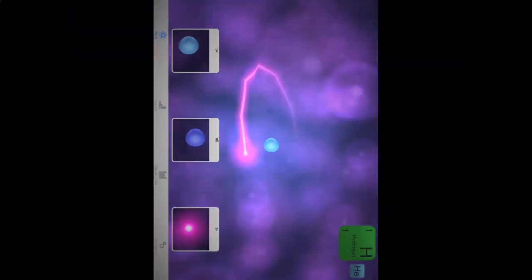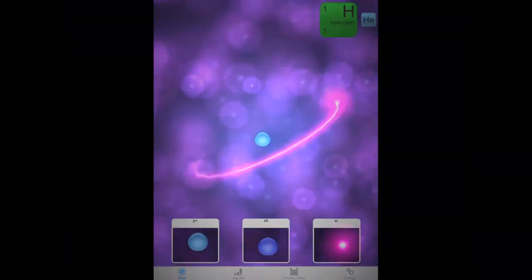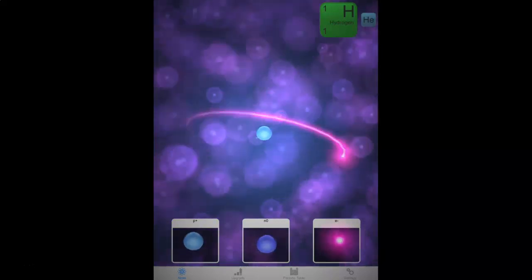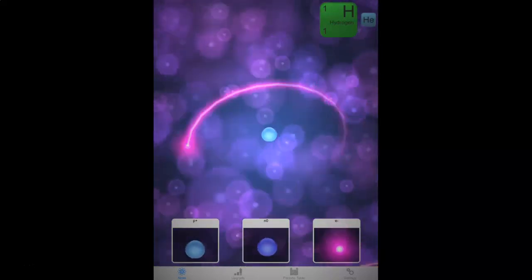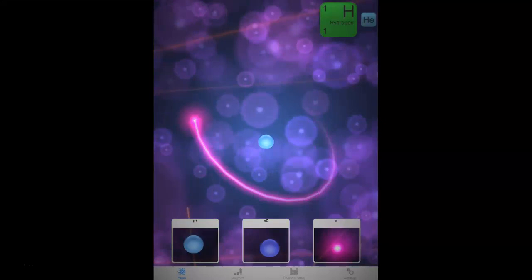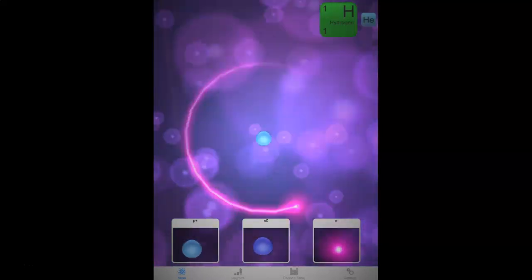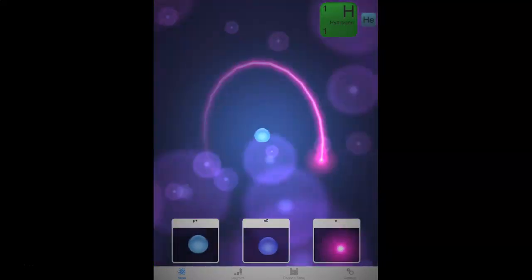So I'm gonna go out of this and show you guys an app. You can download it on your phone if you want. It's called Nuclear, and it's basically an app that lets you build atoms. So let's say I wanted to build a carbon atom, right? Can you guys go to your periodic table and tell me what carbon's atomic number is?